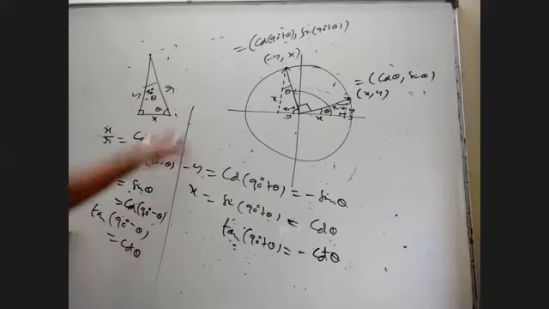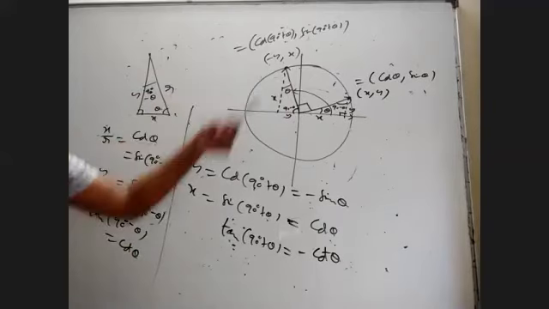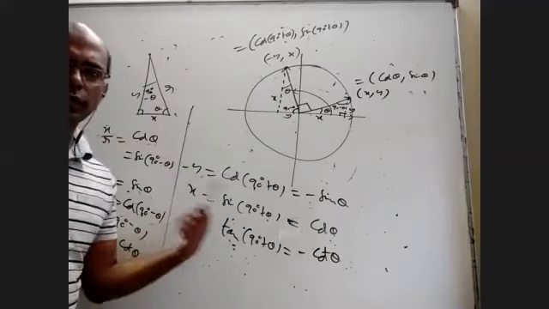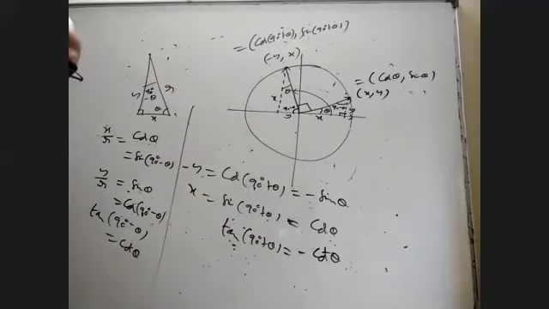For deriving this, we may not need the circle definition. The regular trigonometry definition is sufficient. But for bigger angles like 90 plus, 180 minus, 180 plus, 270 minus, that circle definition is better.